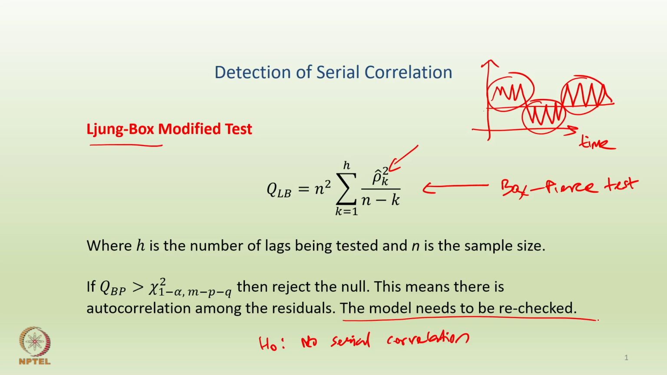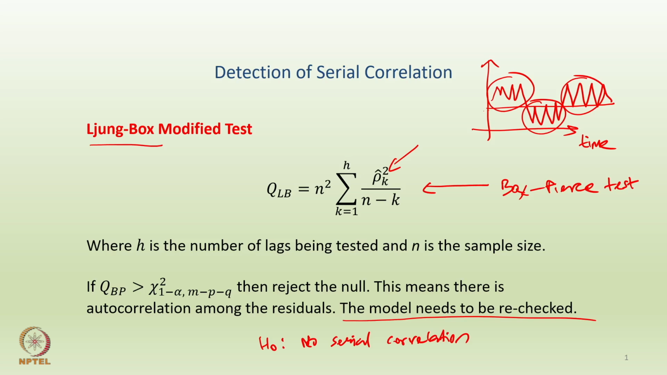Now again, what do you mean by that? So again, from the last lecture, if you remember, the model needs to be rechecked means that probably you may add 1 or 2 lags in the AR component or the MA component of the corresponding, let's say, ARMA model or ARIMA model, etc. Okay. So I think this is broadly speaking how you detect serial correlation or dependency among certain lags of the residuals.